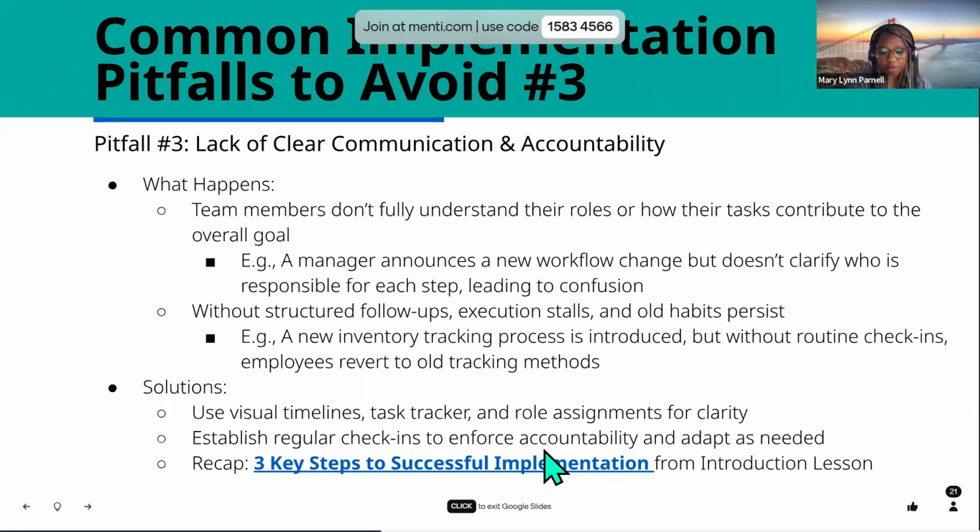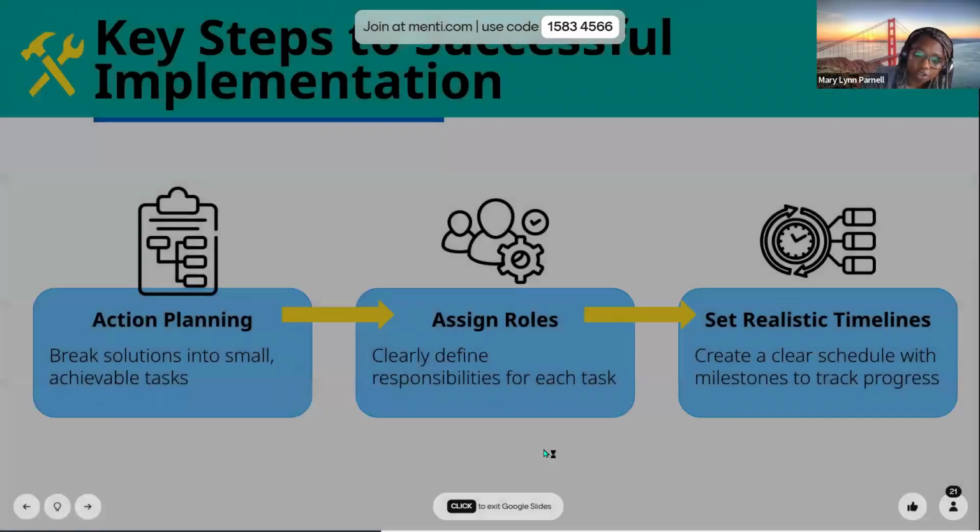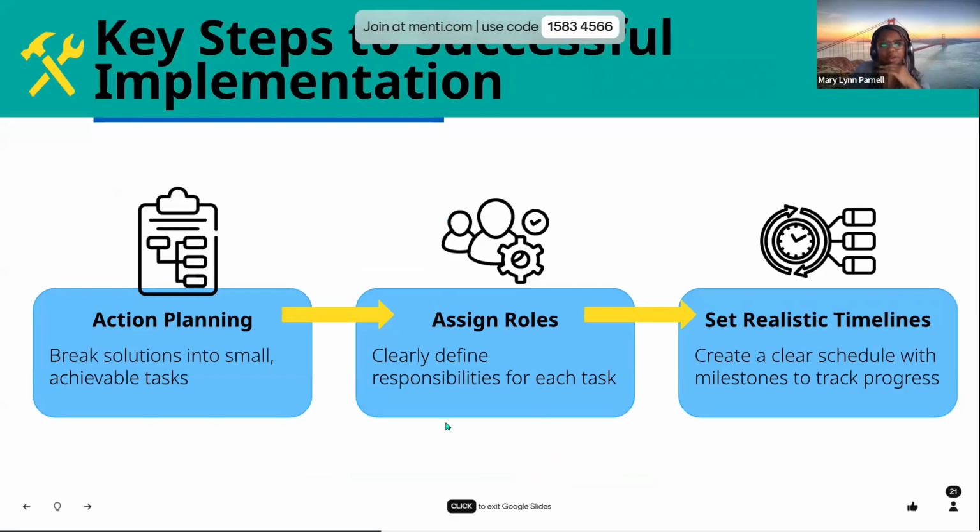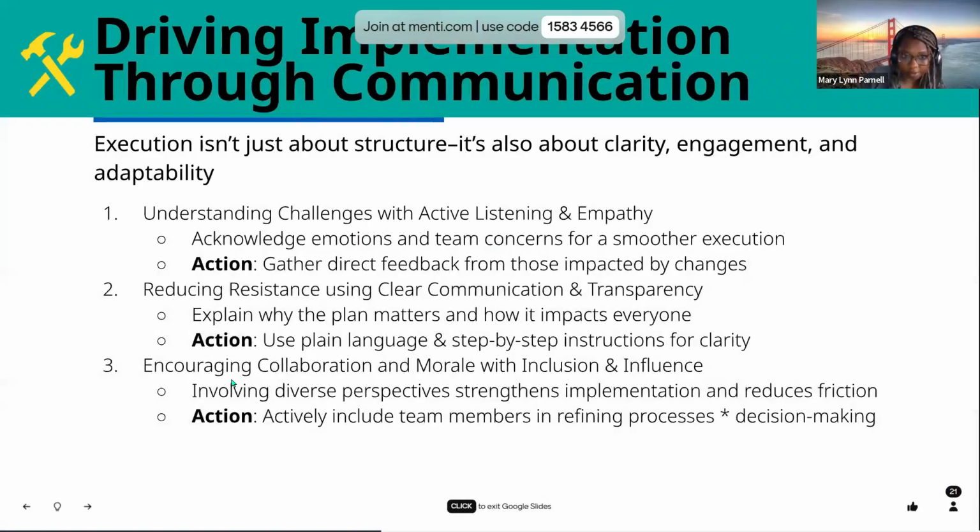Some of the solutions to make sure your communication is clear and you have set accountability are using visual timelines, task trackers, role assignments for clarity, and establishing regular check-ins to enforce accountability and adapt as needed. As a recap, the 3 keys to successful implementation from our introduction lesson were action planning, assigning roles, and setting realistic timelines: breaking solutions into small, achievable tasks, clearly defining responsibilities, and having a clear schedule with milestones to track progress.